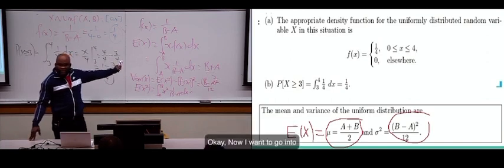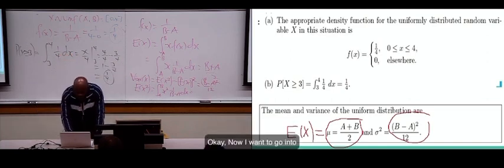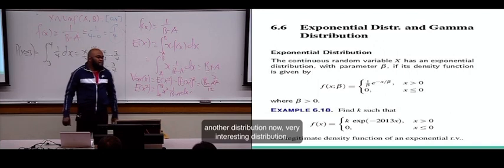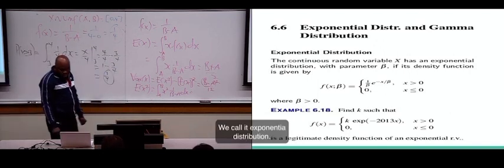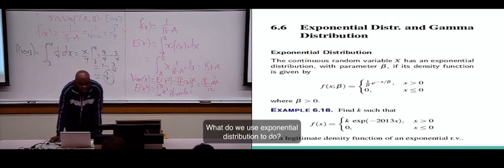Okay, now I want to go into another distribution, a very interesting distribution. We call it the exponential distribution. What do we use the exponential distribution to do?